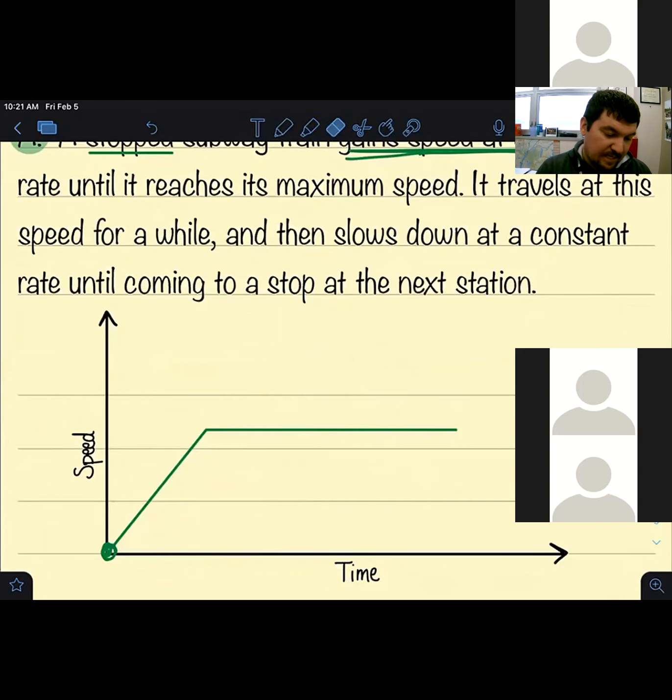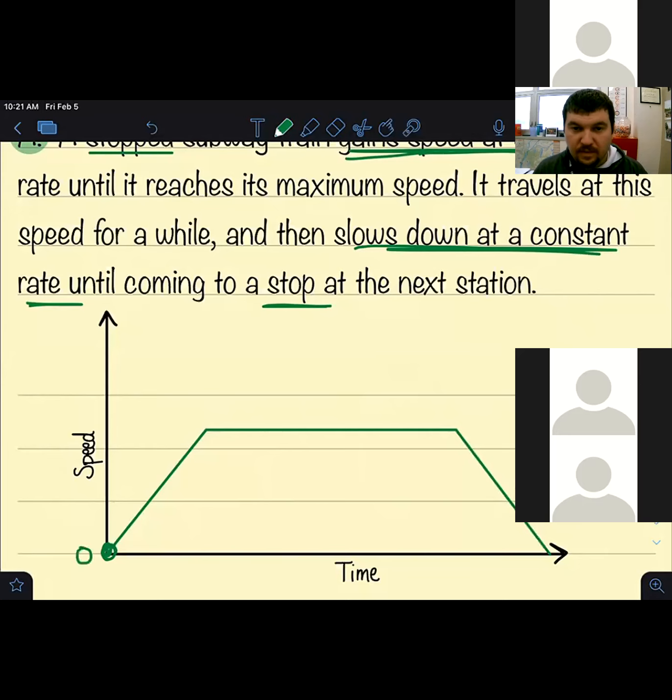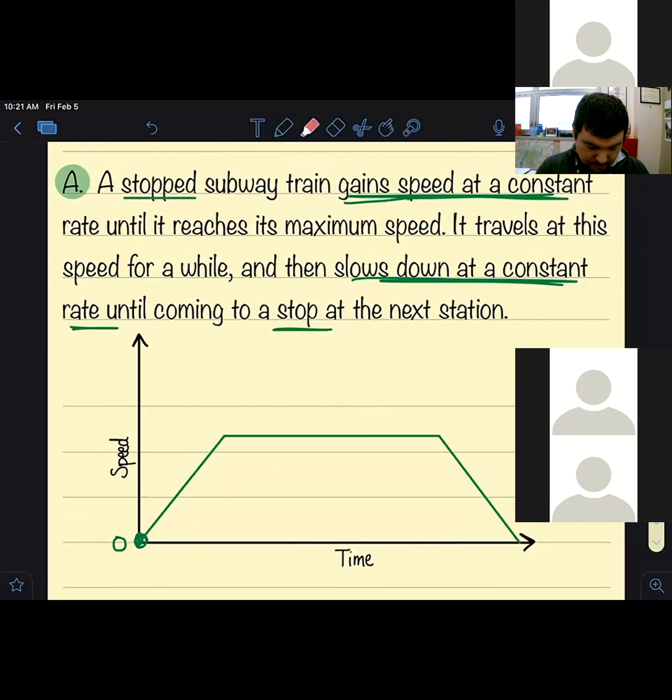And then it says it travels at the speed for a while, and then it slows down at, again, a constant rate until coming to a complete stop. And so it's just going to go right down to the axis all the way there because that's when the speed would be 0. It's stopped at the beginning of the story, and at the end of the story, it's stopped. Okay. You guys have any questions on that? No, sir. Okay, that one's fairly simple, not super complicated.